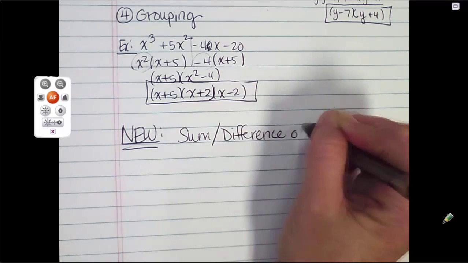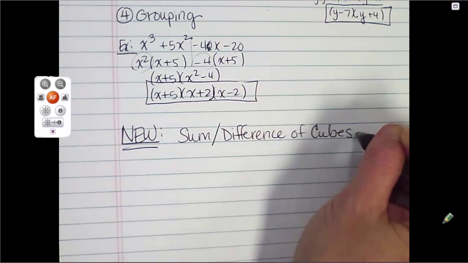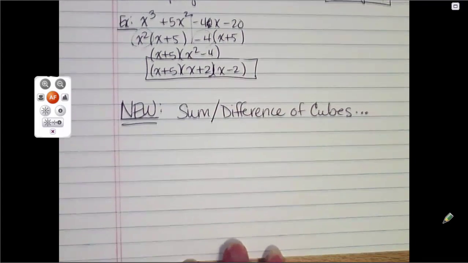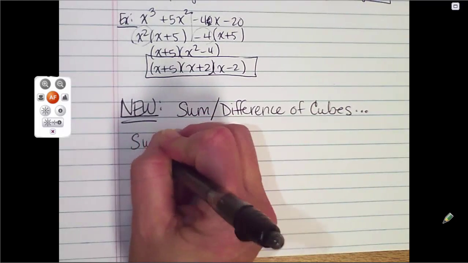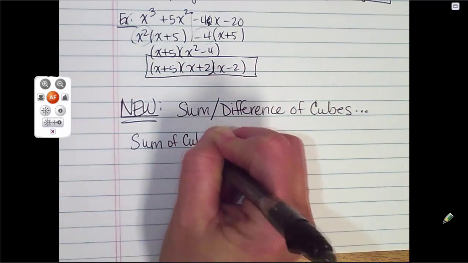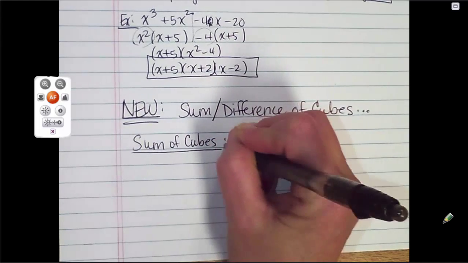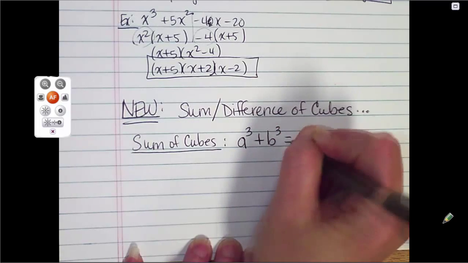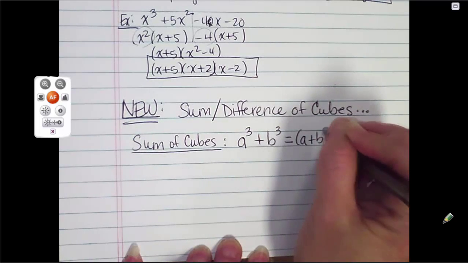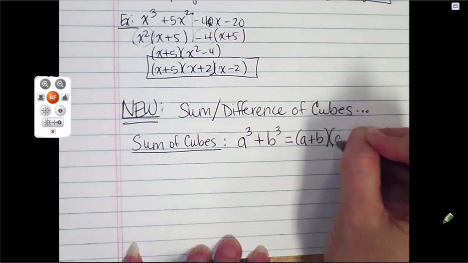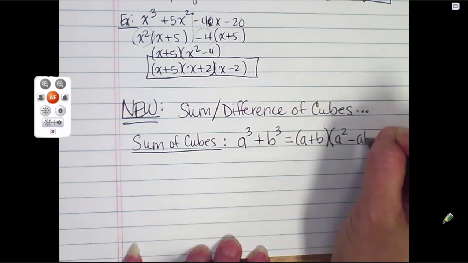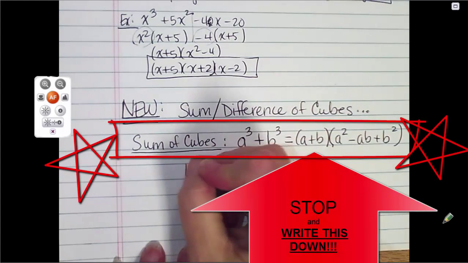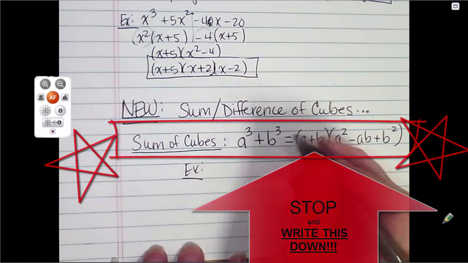We can also factor the sum or difference of cubes. We can only factor difference of squares, but with cubes we have a formula for sum and difference factoring. So, start with sum of cubes. If I have 2 perfect cubes, a cubed plus b cubed, I can factor them as a plus b times a squared minus ab plus b squared. Make sure you pause the video and get that written down. We'll do a couple of examples.